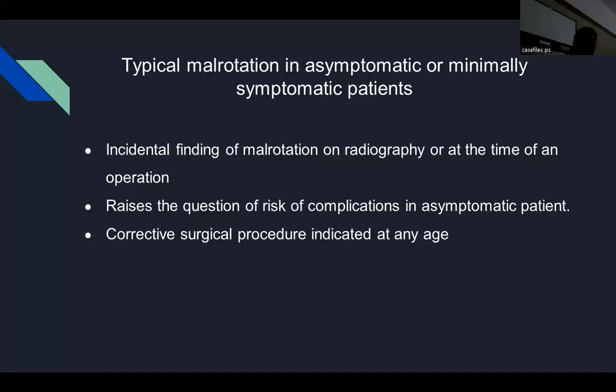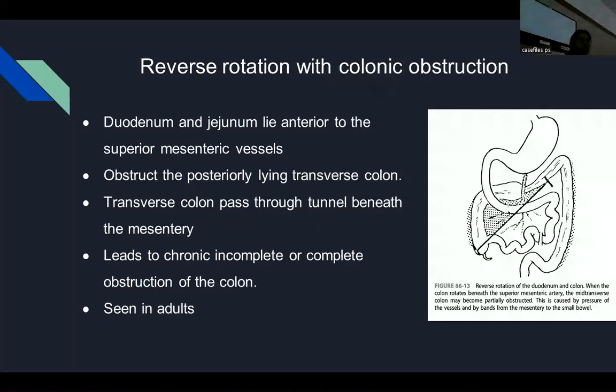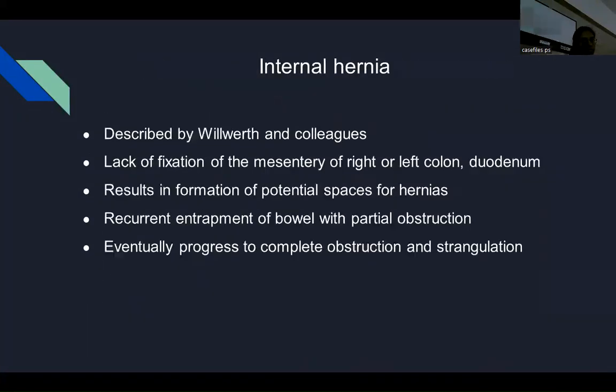who have typical malrotation. Coming to the reverse rotation, as we discussed earlier, these patients will have the duodenal loop present anterior to the transverse colon, and the SMA will be in between. So these patients will present with chronic colonic obstruction, but the presentation is usually delayed, and they present in the adult age group. So this leads to incomplete or complete chronic obstruction of the colon, and that is seen in the adults, as we discussed.